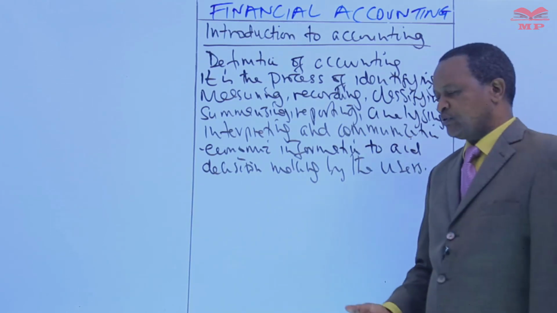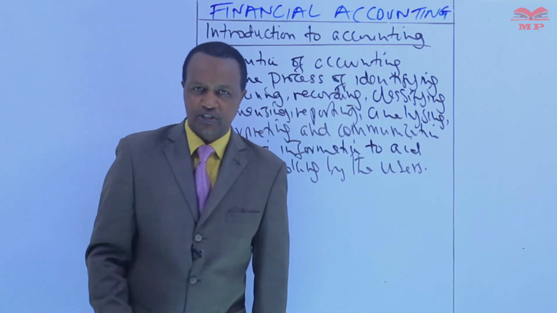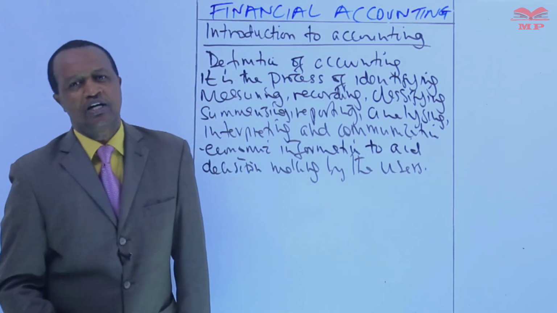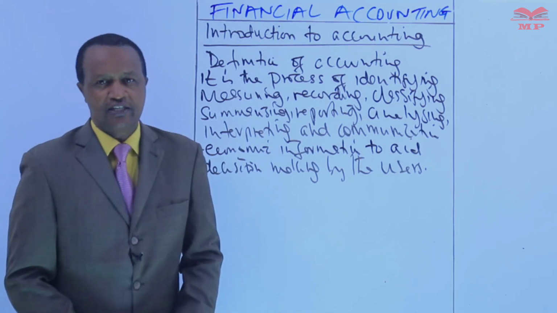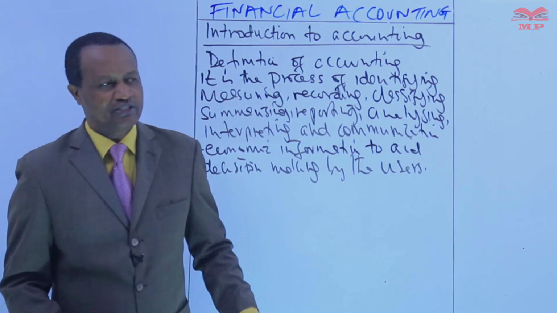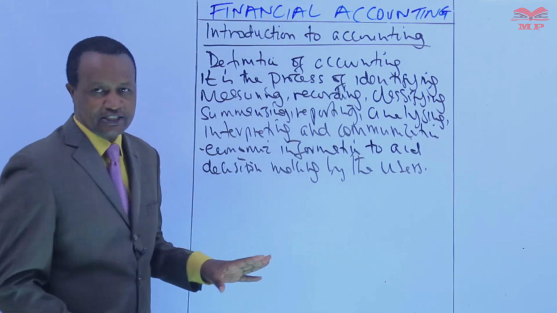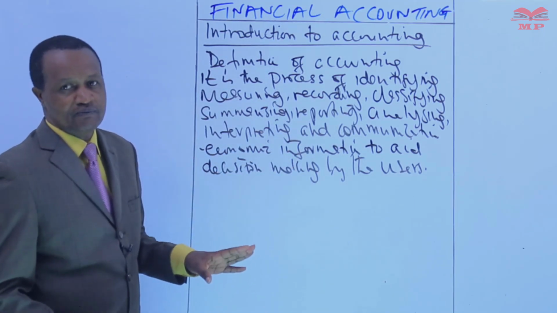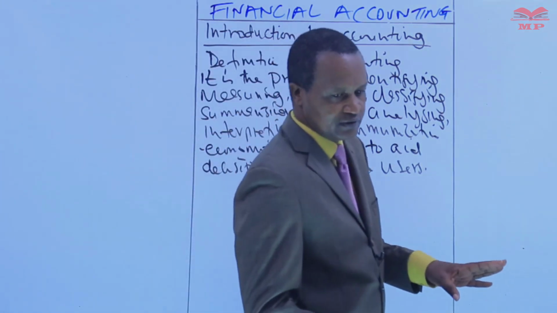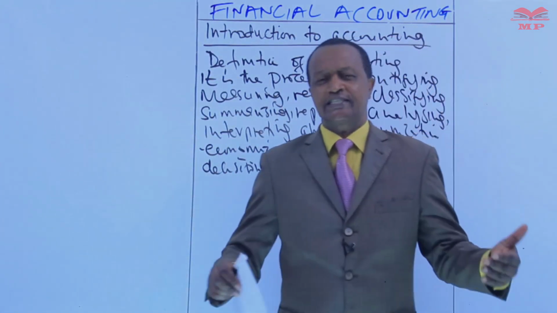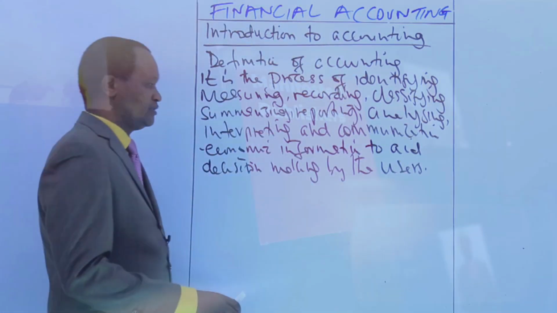Accounting is derived from the word account, to account. All right? To account is to identify, to measure, record, classify, summarize, analyze, interpret, and communicate. You understand? So it's important for us, first of all, to understand what is the meaning of accounting.